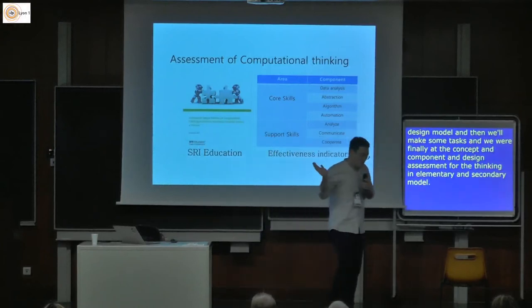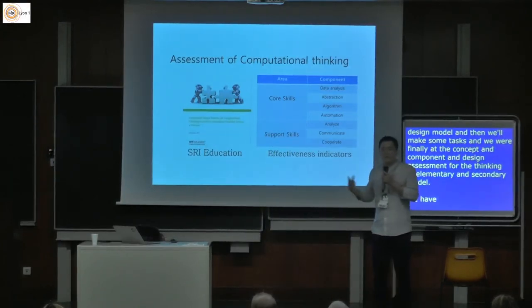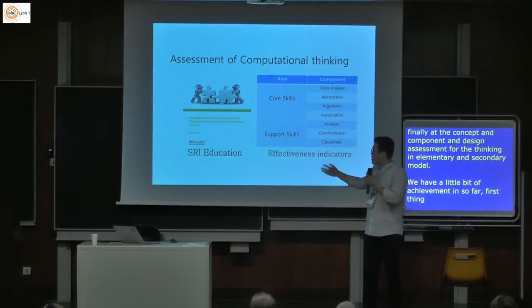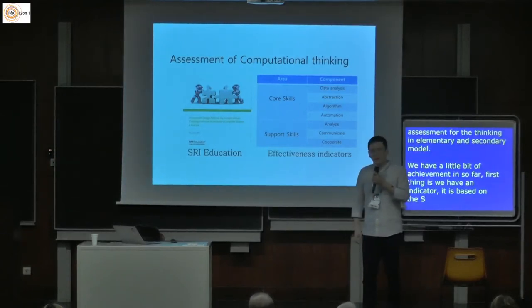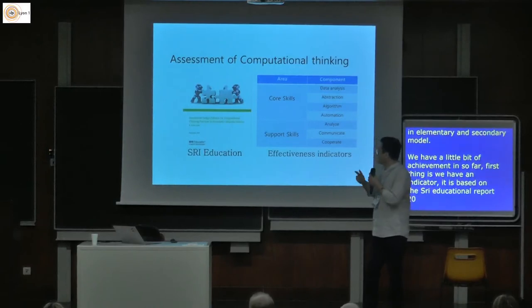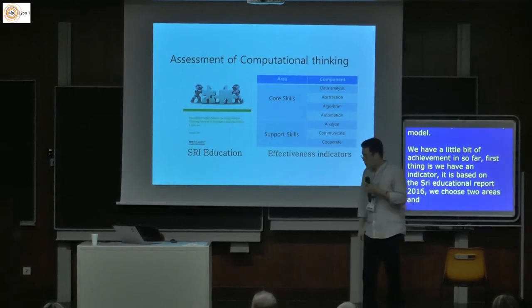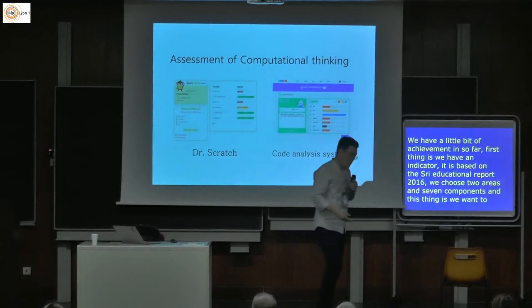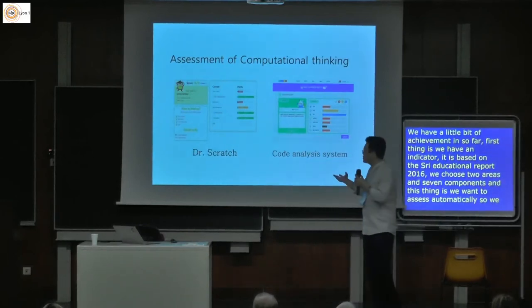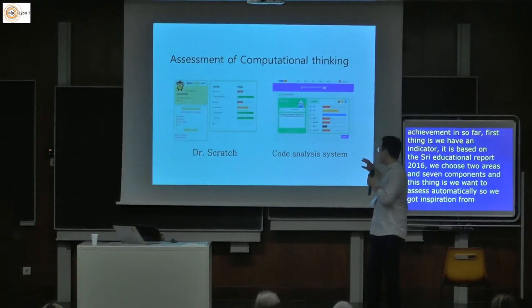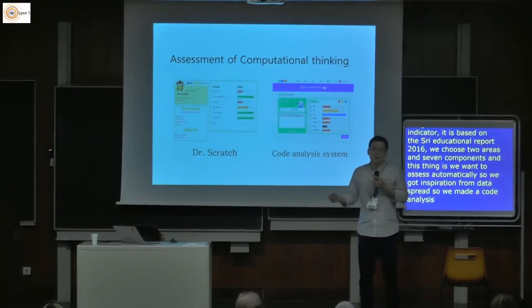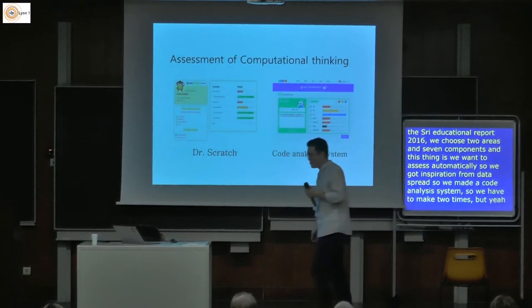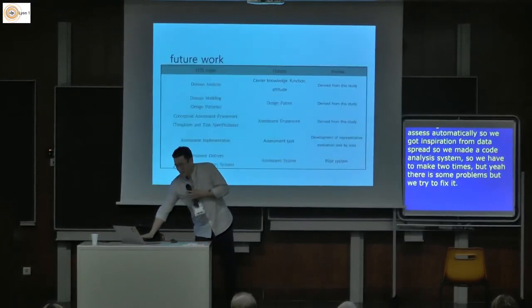That's our plan, but we have a little bit of achievement so far. First, we made an effective indicator. It is based on the ISTE education report, maybe 2016. We chose 2 areas and 7 components. Next, we want to assess automatically. So we got inspiration from Dr. Scratch. We made a pilot system called the analysis system. We have made it 2 times, but there are some problems, so we are trying to fix them. That is the future work.